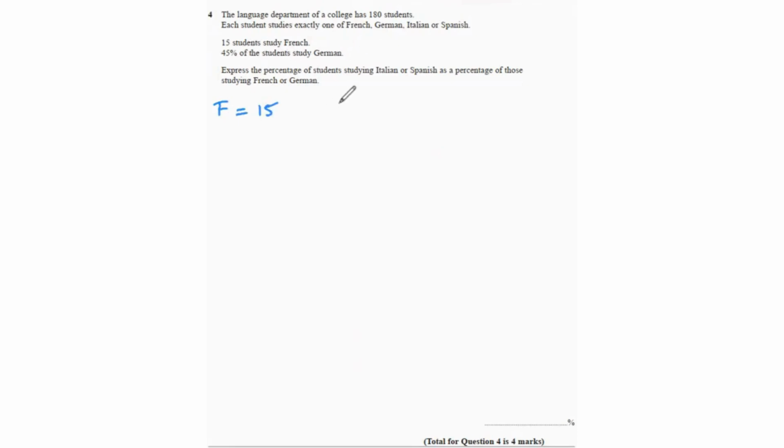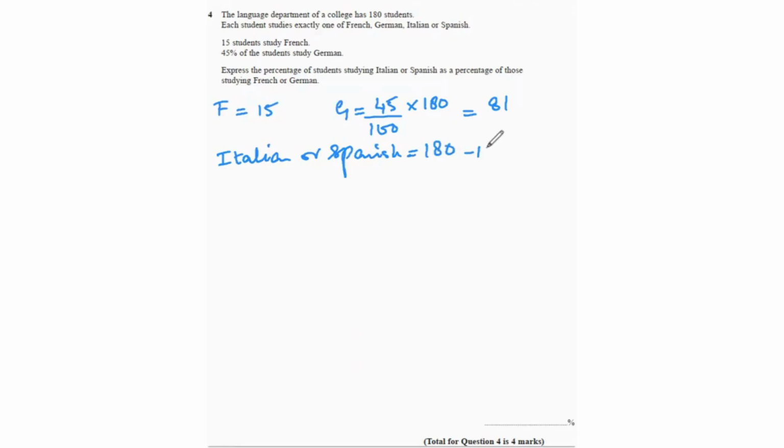45% of the students study German. So for German, it's going to be 45 over 100 times 180, which gives us 81 students. So we have to find how many study Italian or Spanish. So if we subtract these two from 180, Italian or Spanish would be 180 minus 15 minus 81. That gives us 84 students.